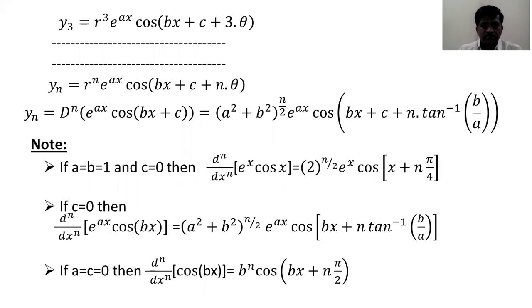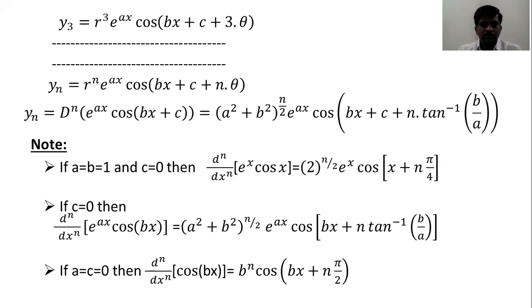If c is equal to 0, then the nth derivative of e^x cos bx reduces to (a^2 + b^2)^(n/2) into e^(ax) cos(bx + n tan^-1(b/a)).